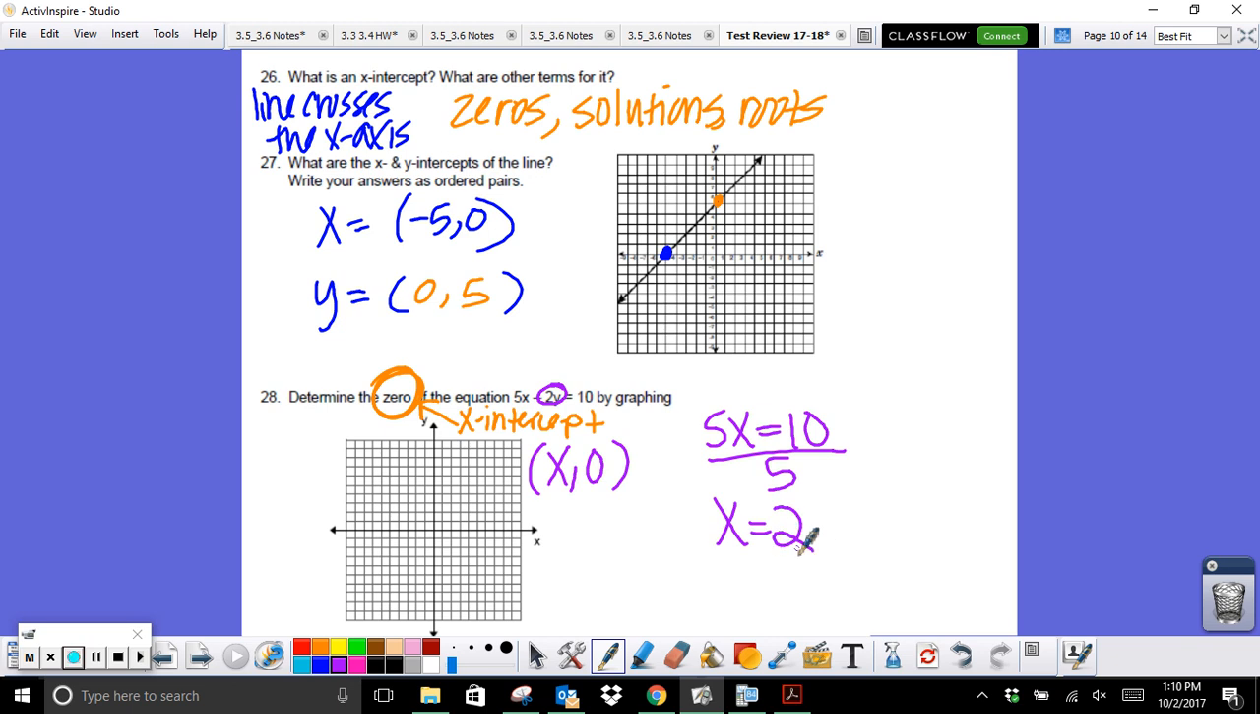I know this says determine it by graphing. That would just mean you need to get that into y equals, and then you need to graph it. But I'm not going to go through that trouble, but your x-intercept will be going through 2. Right there.